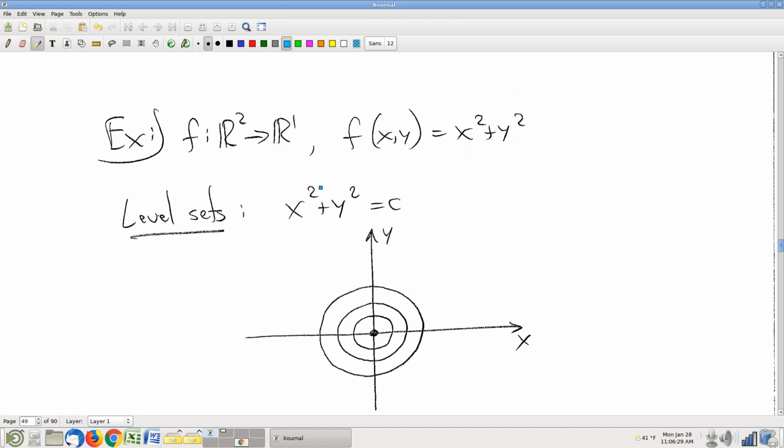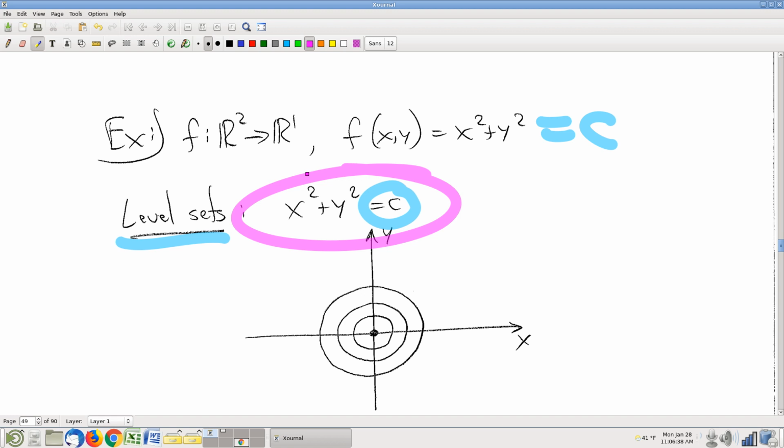Well, we can draw some level sets. Level sets are what you get when you set this equal to a constant. You look at this equation where you set x squared plus y squared equal to constants, and you get various circles. Flashbacks to algebra 2. That's what level sets look like. Everybody good?